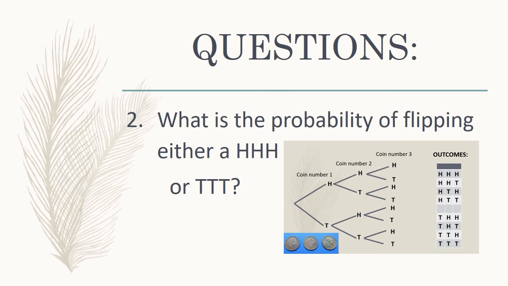Okay, question number 2. What is the probability of flipping either a heads, heads, heads or a tail, tail, tail? Okay, so if you have a look there, there's heads, heads, heads and tail, tail, tail. So your answer should be 1, 2 out of the 8 possible outcomes. Okay, so you write 2 over 8 and please always simplify your answer as then a quarter.